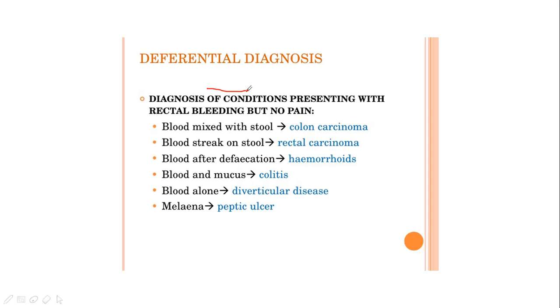So blood mixed with the stools, colon carcinoma; blood streak on a stool, rectal carcinoma; blood after defecation, hemorrhoids; blood and mucus, colitis; blood alone, diverticular disease; and melena.